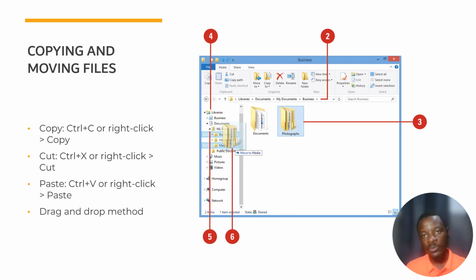You can also use drag and drop to copy or move files. Holding Ctrl while dragging is to copy instead of move. Normally when you click on a file and drag it to a location, it's moving, but when you hold your Ctrl key while you are dragging, it will copy the file for you.